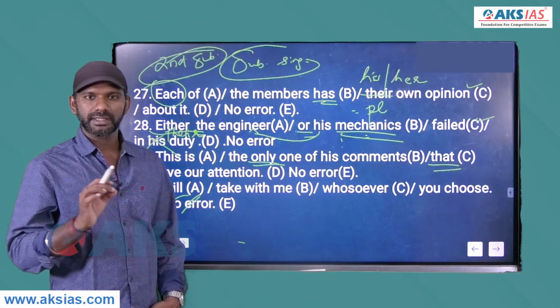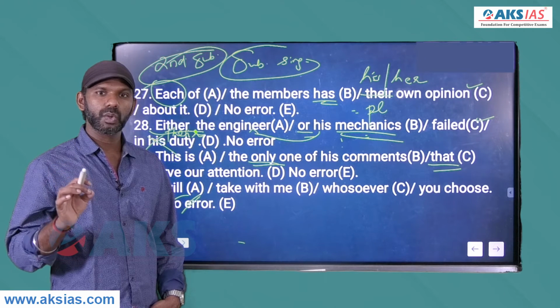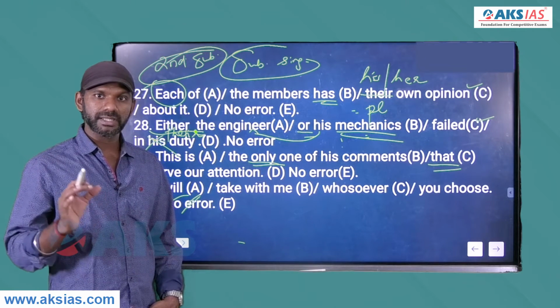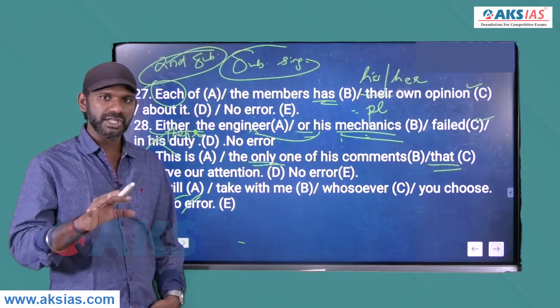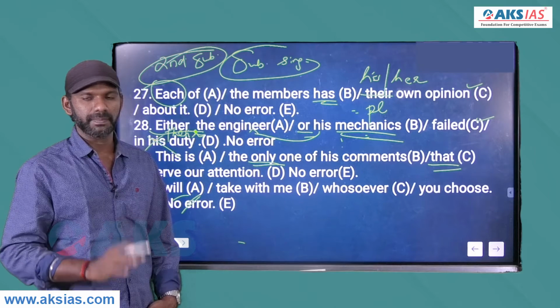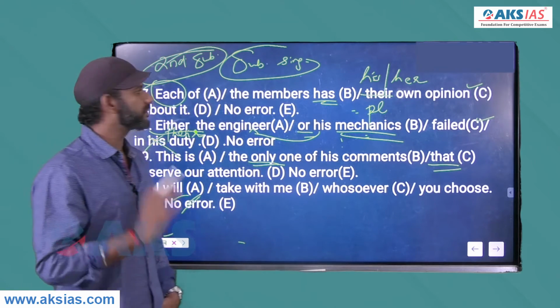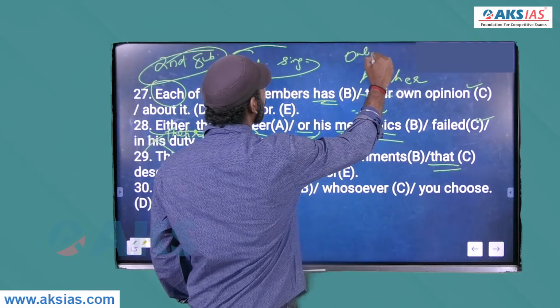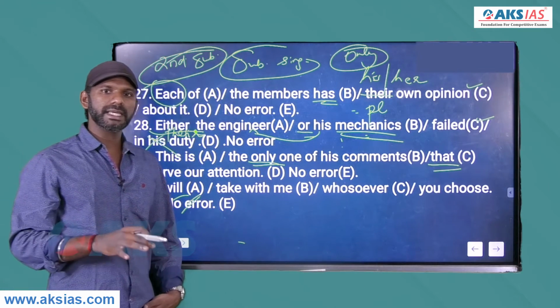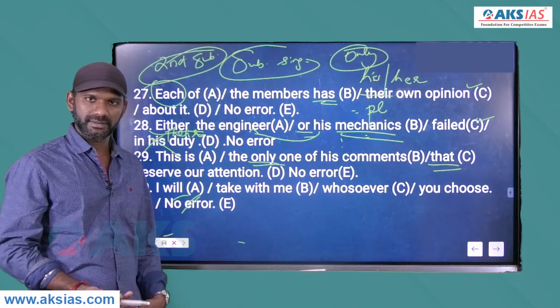He is one of the teachers who teach well. That means many teachers teach well. Among the teachers who teach well, he is just one among them. There is an exception in the case of that rule when the word only comes in the sentence.